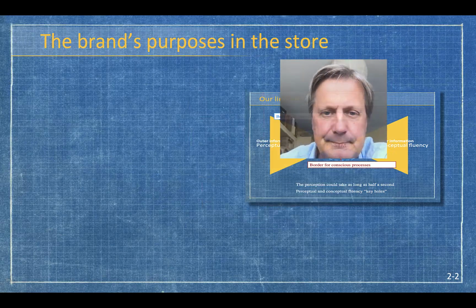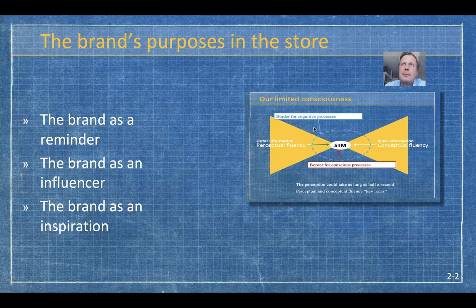So enjoy. In the store, you can see the brand as a reminder, the brand as an influencer, and the brand as an inspiration. What I mean by that is that often those are the driving forces behind impulse buying. Remember the model we talked about during the live lecture earlier today, where you have the short-term or working memory in the middle. Now we're going to talk about the green blinking arrows, the ones you can work with to ensure that your brand is paid attention to.